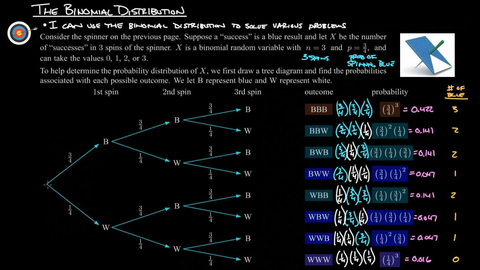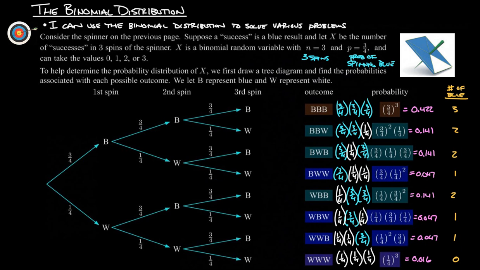Let's say this path right here. Let me do this in a different color to make it easier to see. So let's just say this path was this, this, and this. The first one was blue, 3/4. The second one was white, 1/4. The third one is white, 1/4. If we multiply those all out, that's 3/4 times (1/4) squared, equals 0.047. So that's going to happen about 5% of the time, and that's where we end up getting 1 blue, just so you can understand what that means.